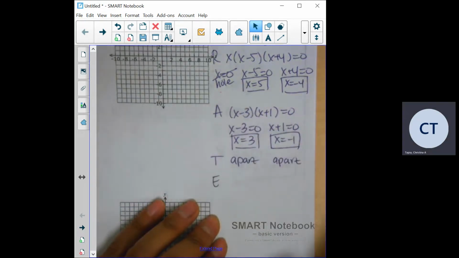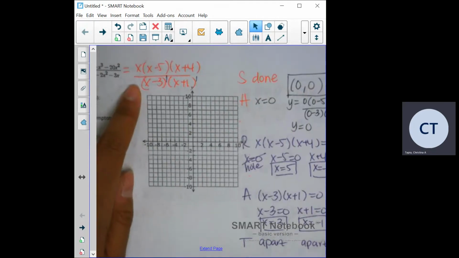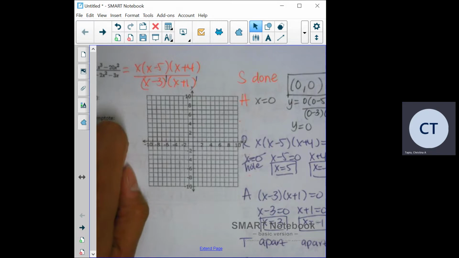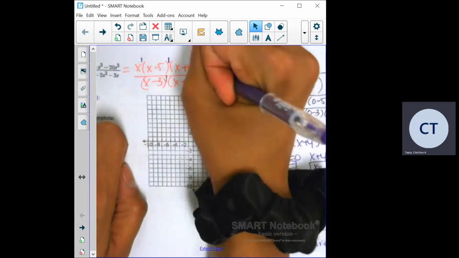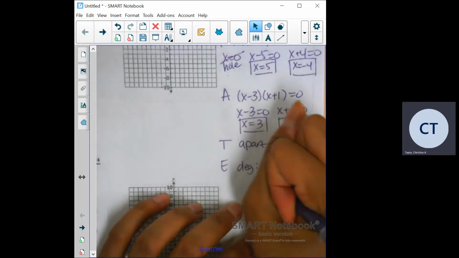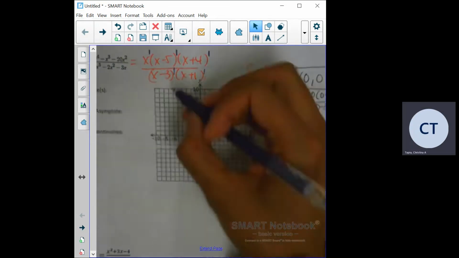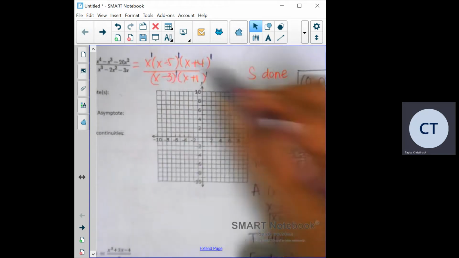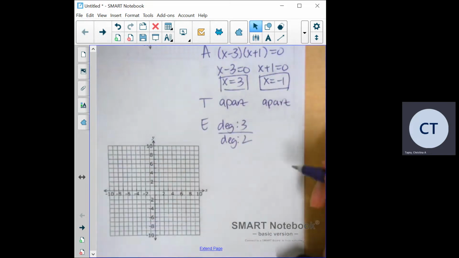E stands for your end behavior. So Jacqueline, looking at what I have here, even though it's not FOILed out, what's the degree for the numerator? Say it again. 3. It is 3. 1 plus 1 plus 1 is 3. We're going to add that. Your degree is going to be 3. And what's the degree for the denominator? 2, because ultimately we are going to have to FOIL this out. That's going to help us. So you're absolutely right. Degree is 3 over 2.